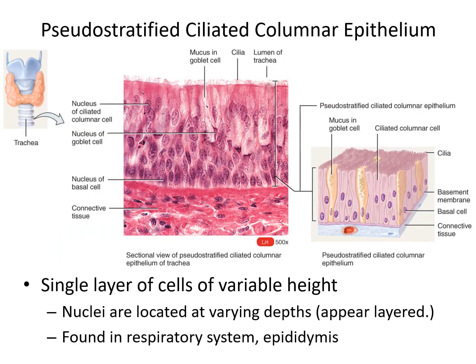And here's the pseudostratified ciliated columnar epithelium. So we're seeing it from the trachea. Again, it looks like multiple layers, but it's only one layer because all of those cells, even if we can't trace the entire cell, all of those cells attach directly to the basement membrane.